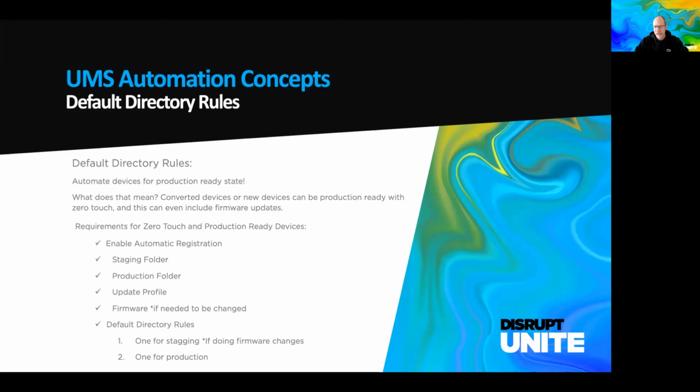Automate devices for production ready state. So what does that mean? That means converted hardware such as laptops or desktops, or even new IGEL devices straight out of the box, can be ready to use with zero touch. And this can even include firmware updates. Let's walk through this example so you can see the benefits. Listed on the slide are the requirements you will need for a zero touch update and a ready for production automation sequence. I'm now going to go to the next slide and show you this with screenshots.